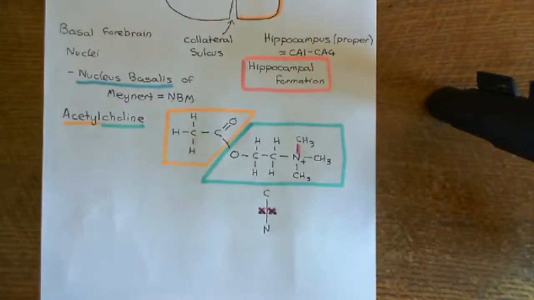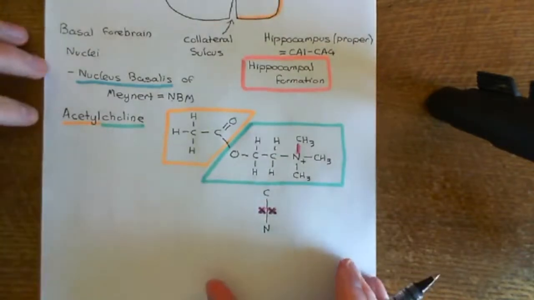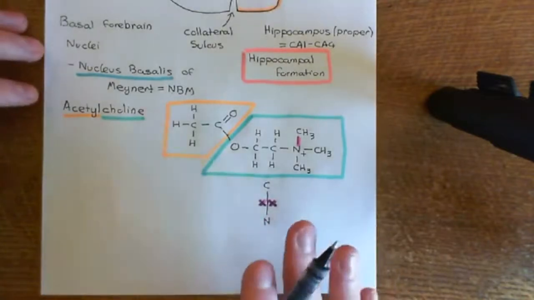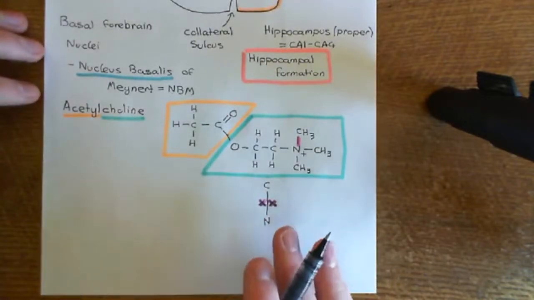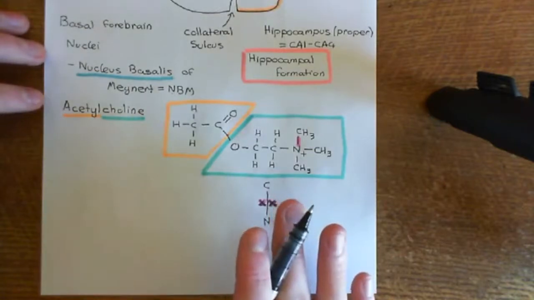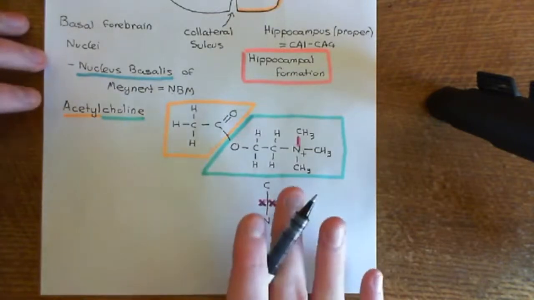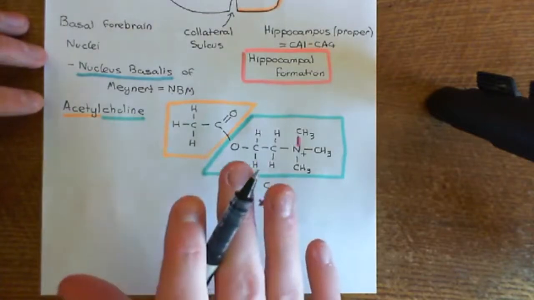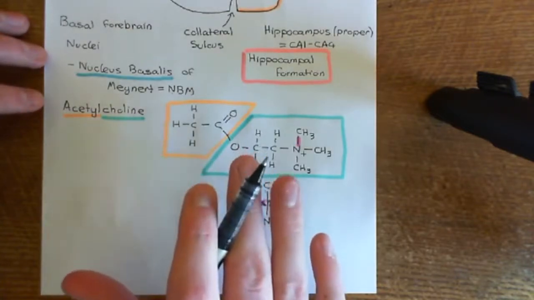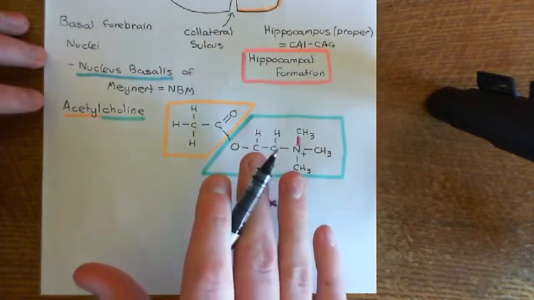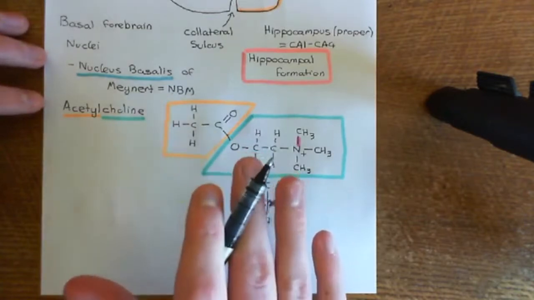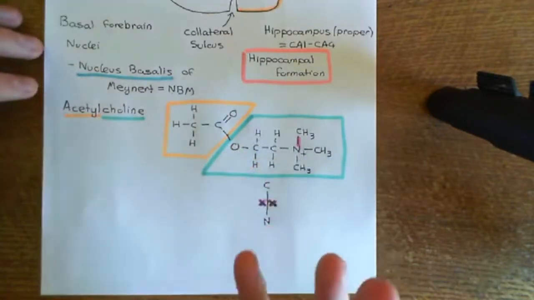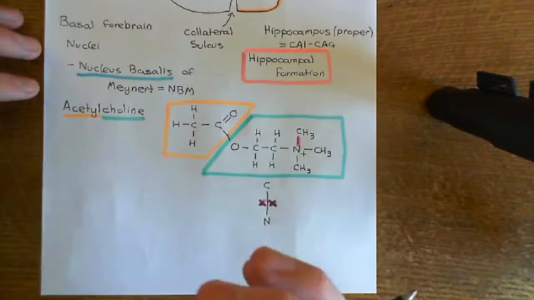Now, as I say, acetylcholine is quite a rare neurotransmitter in the brain. Very few neurons in the brain use acetylcholine as their neurotransmitter. Now, the neurons which do release acetylcholine as their neurotransmitter are all located in a certain portion of the brain. They all have their cell bodies in special areas of the brain.